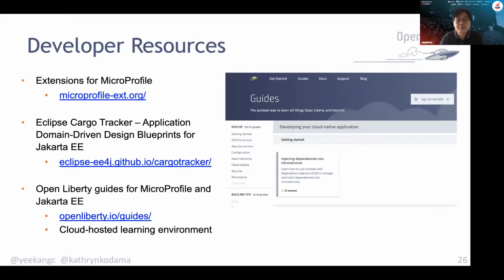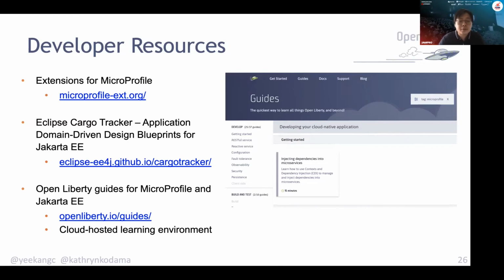And lastly, as developers, we cannot not touch on the fact that we need resources to help us for references or otherwise, right? Or just even to inspire us. There are extensions for MicroProfile where there's sample code and common samples, available for things like MicroProfile config sources or common things that we may do. And the MicroProfile extension effort or project does provide a healthy set of examples there for us to look at. And then there's also the Eclipse Cargo Tracker application, right?